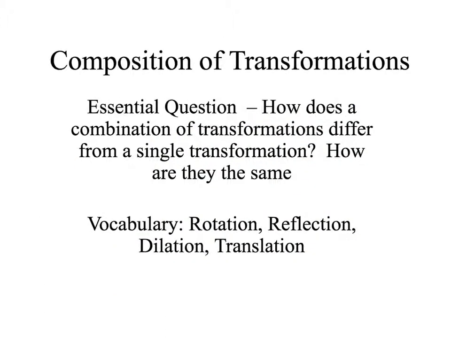Today we're looking at what is known as composition of functions, and composition means many things put together. So basically, if you're given shapes, can you determine what sort of transformations were used to go from the original to the new image?